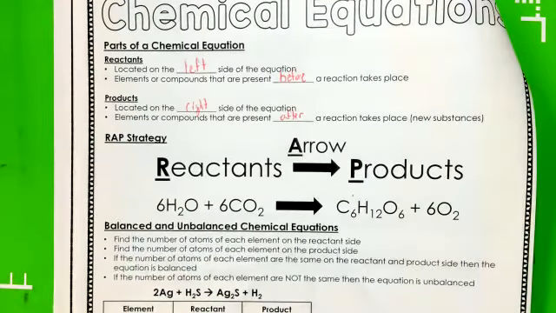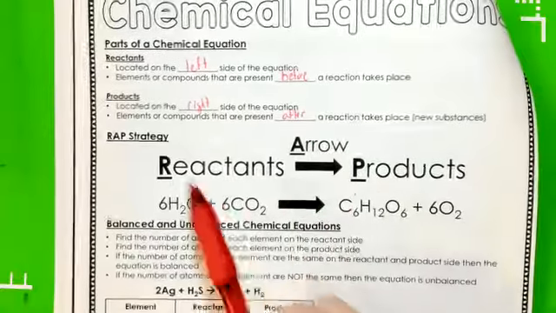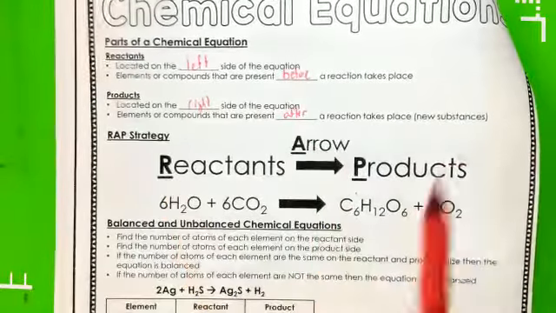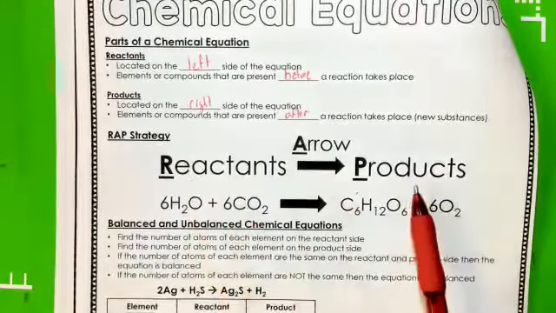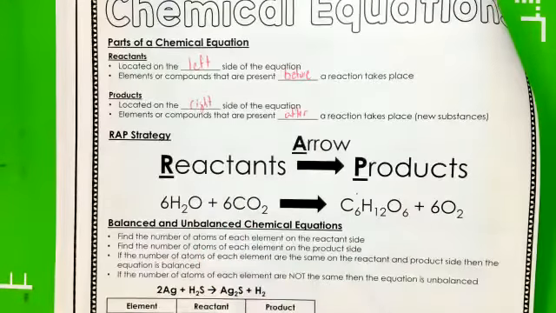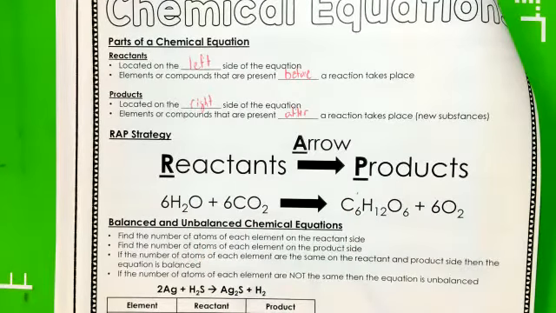All right, we have a strategy we like to use, the RAP, because it says reactants, arrow, products. The arrow is the chemical reaction, R is on the left side for reactants, products are on the right side. Okay? Think of a product as when you're done testing things and designing things, you're left with a finished project.